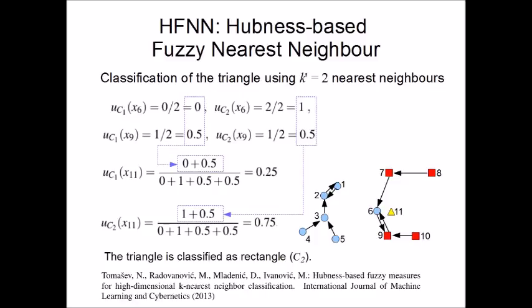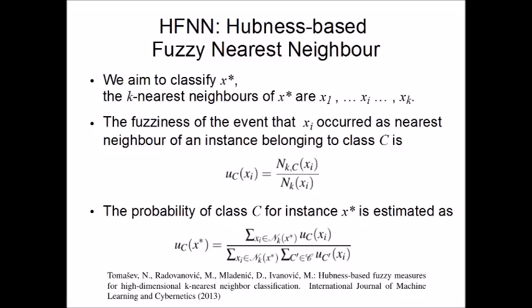According to these calculations, we estimated the probability of the first class, that is the probability of circles, as 0.25 for this instance 11, whereas the probability of the event that instance 11 belongs to the class of rectangles is estimated as 0.75 in this example. So, instance 11 will be classified as a rectangle because the class of rectangles for this instance has a higher probability than the other class. The next slide shows the general formula that describes how this classifier works.